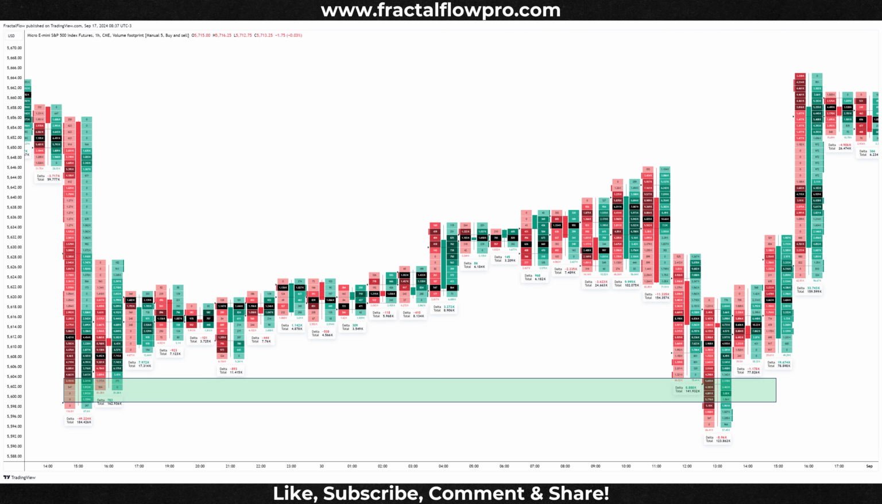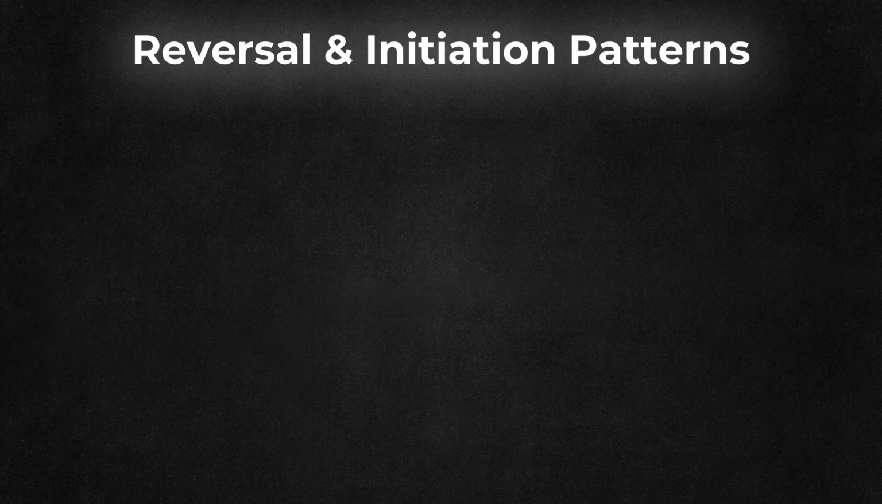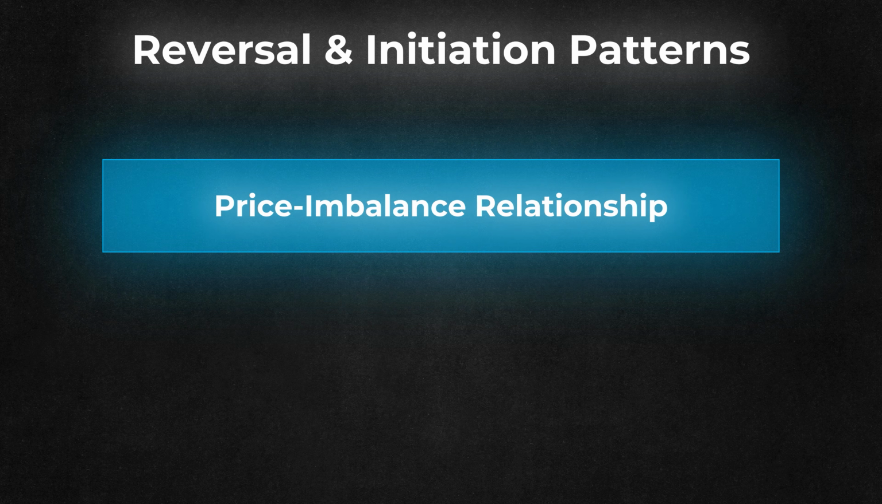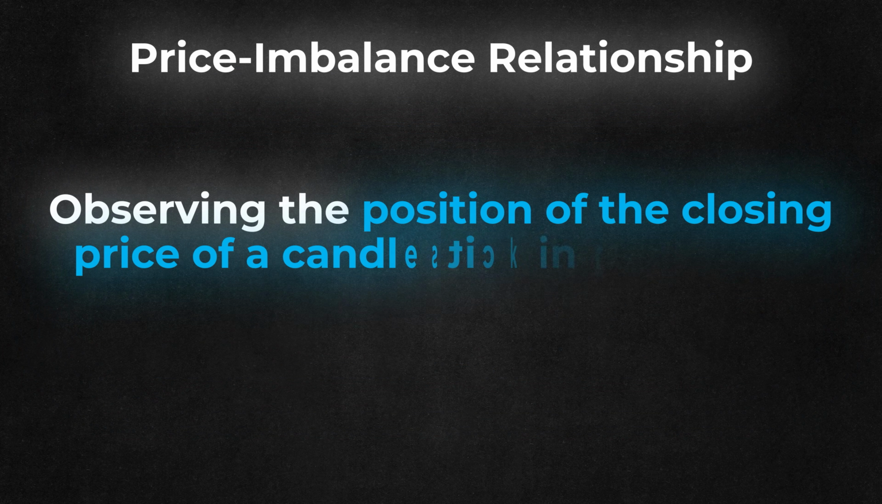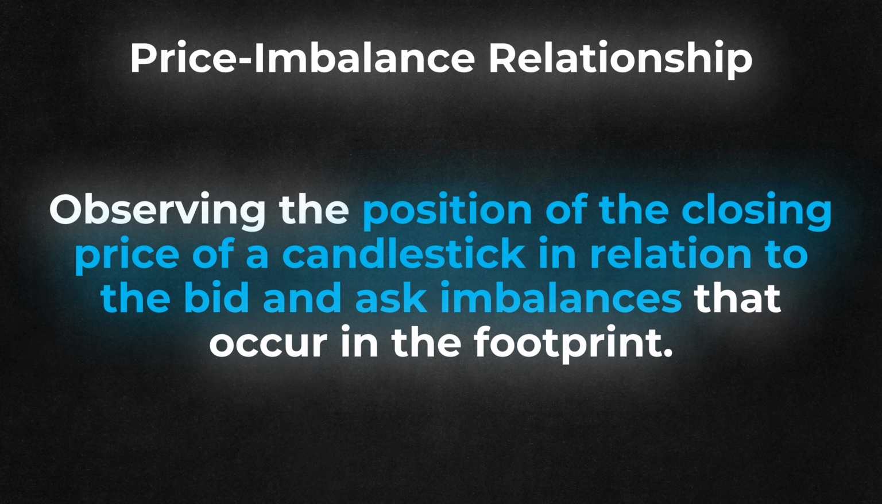Before we observe examples of that, we need to be aware of 2 important aspects of the footprint: the price imbalance relationship and the price delta relationship. Price imbalance relationship is observing the position of the closing price of a candlestick in relation to the bid and ask imbalances that occur in the footprint. This is important to identify potential absorption or initiative of market players, which are important features of market reversals.